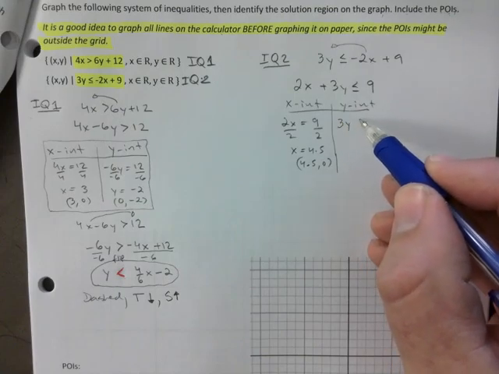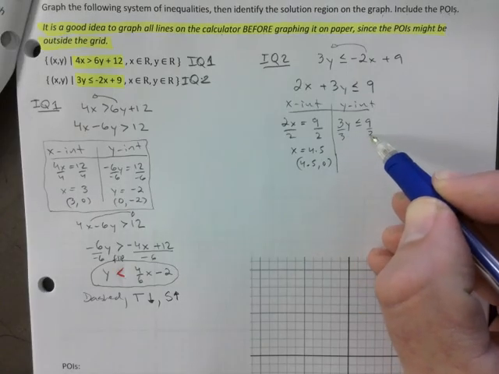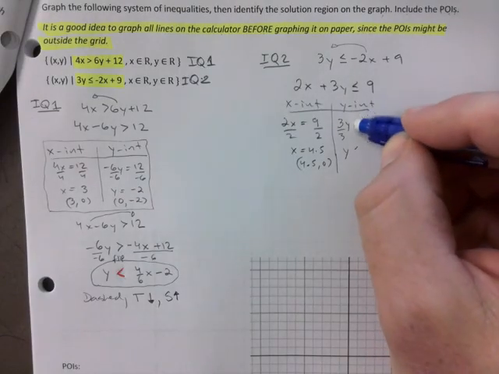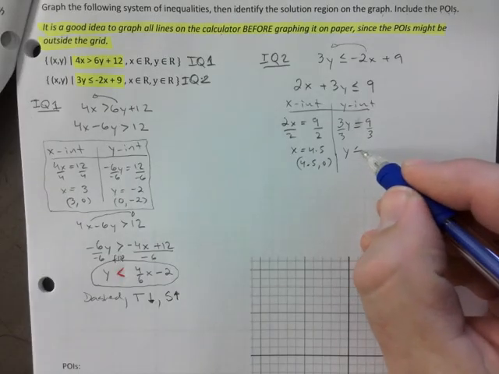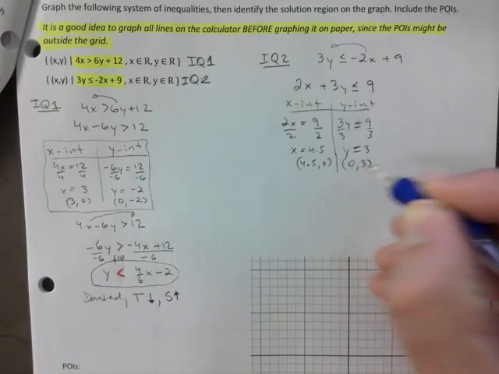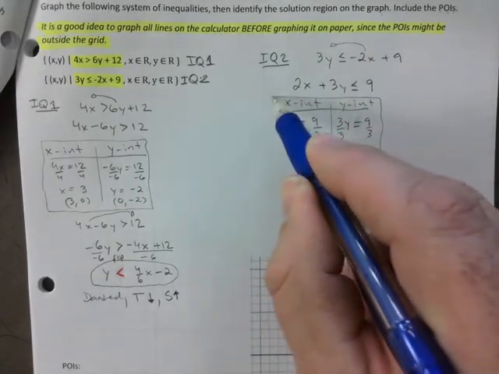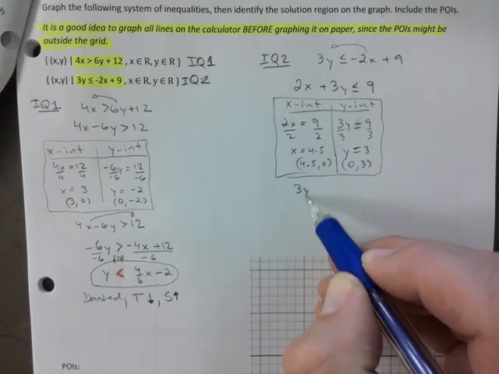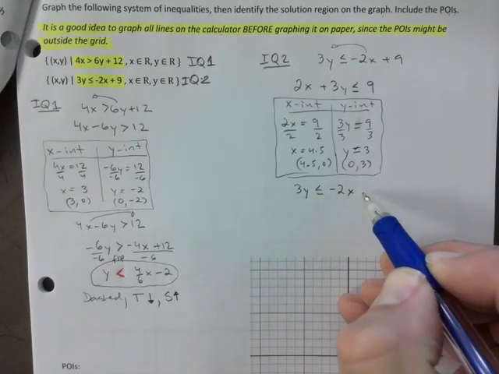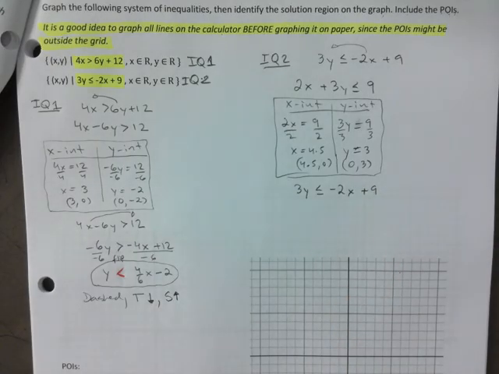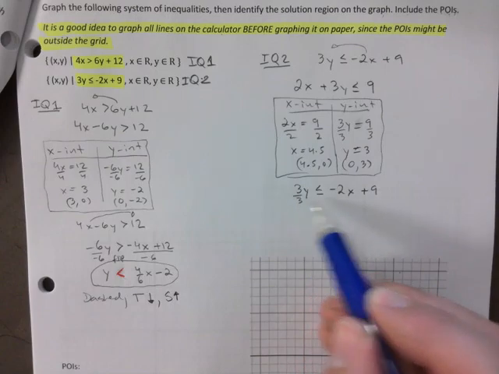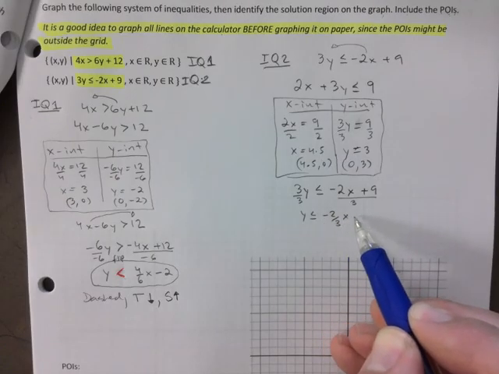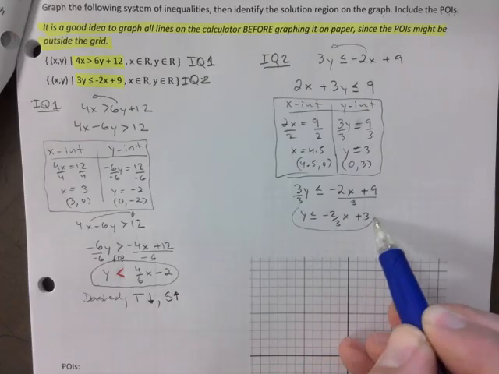So 3y is less than or equal to 9. Divide both sides by 3. So I don't know. I shouldn't do the inequality in here, right? We're dealing with the boundary line. So it's just equal 3. So 0, 3. Clean it up. Rewrite. So I'm going to take that one, and I'm just going to show that the 2x comes over, subtracting, divide both sides by 3. No need to flip anything, right? Because there's no negative being divided.